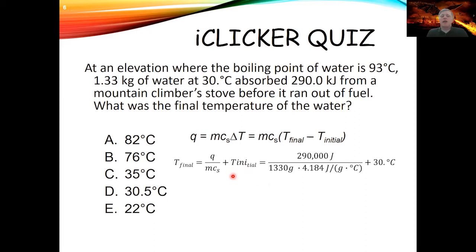All right, so then I have my heat that's coming in, 290 kilojoules. I'll generally want to convert that into joules when I'm dealing with heat capacities, because heat capacities are generally listed either in joules or in calories. So the joules then can cancel out. I'll need to convert my mass from kilograms to grams. But then once I do that, add all this together, I'm going to find that my final temperature is 82 degrees Celsius.